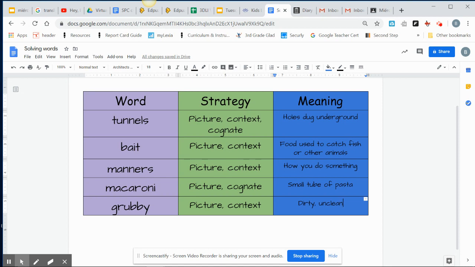Okay, so using our pictures, using context, cognates with words that sound almost the same in English and in Spanish, and then a little bit of prior knowledge, we're able to solve a ton of tricky or new words. So when you guys are doing some independent reading at home, make sure you're using all of these skills that you've been learning so that you can understand the text the way it was written.